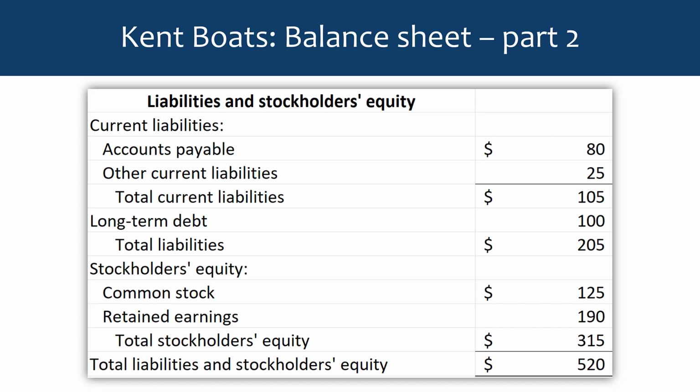Total liabilities and stockholders' equity must equal total assets. In our case, it does. This is because the balance sheet represents the accounting equation, which is assets equal liabilities plus equity, which is exactly the format of the balance sheet. The balance sheet shows us where the assets came from. Were they obtained by financing or by equity?